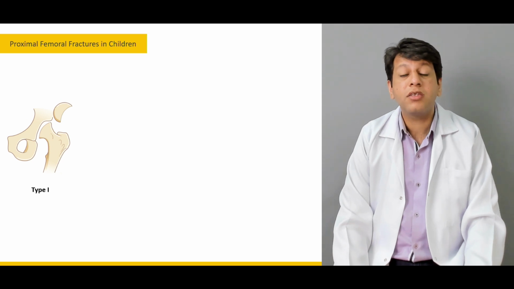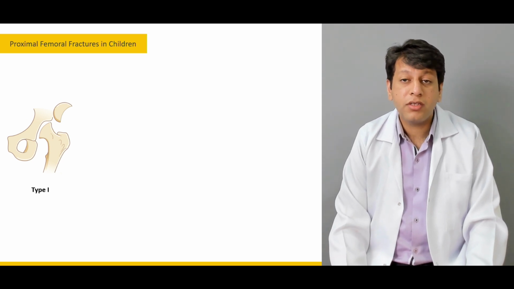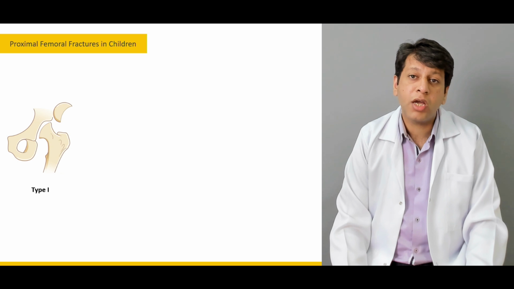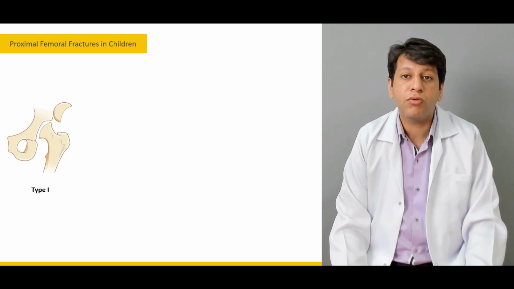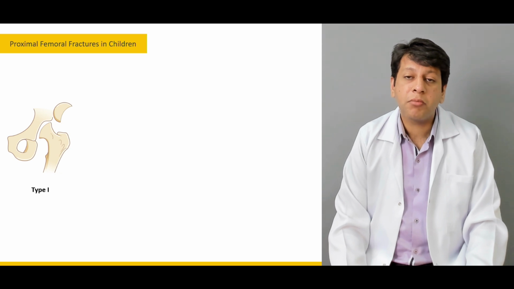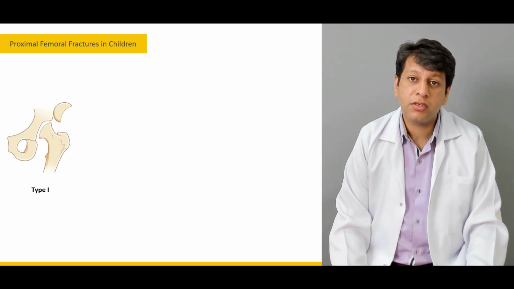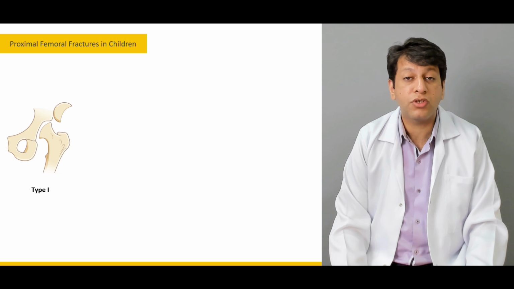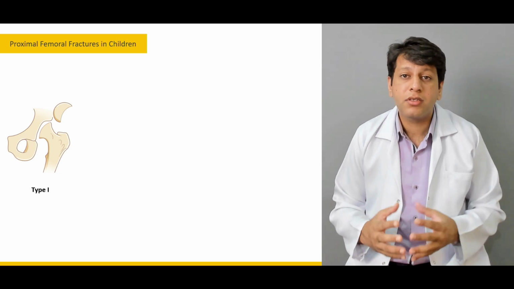Type 1 is transepiphyseal injury, in which the epiphysis is actually avulsed. Now type 1 is further divided into type 1A and 1B. 1A is transepiphyseal, which is undisplaced, and 1B is transepiphyseal which is displaced. Why am I discussing this transepiphyseal type?